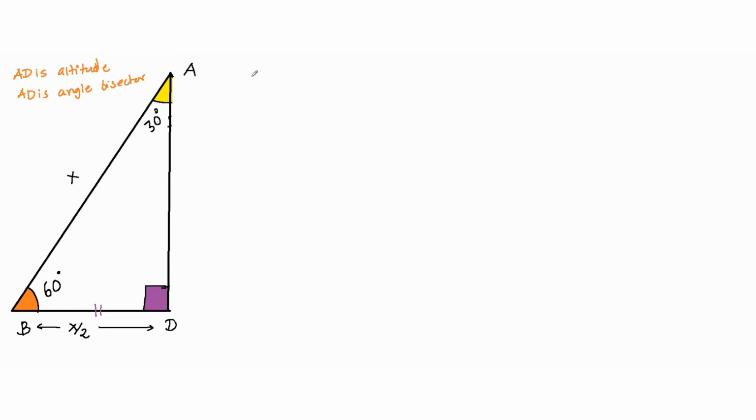So now in triangle ABD, I can apply Pythagoras theorem. So by Pythagoras theorem, why am I using Pythagoras theorem? Because now I am trying to find the length of AD. So by Pythagoras theorem, x upon 2 the whole square plus AD square is equal to x square.